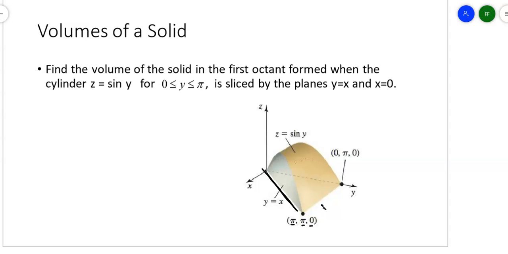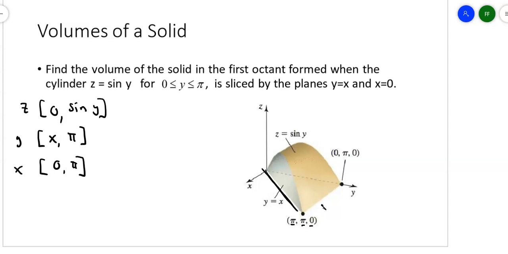Well, the z values go from 0 to the sine of y. The y values go from y equals x to y equals pi. Right? Because if you see this point here, pi is 0, that must mean we go from y equals x to y equals pi. And then the x values simply go from 0 to pi.